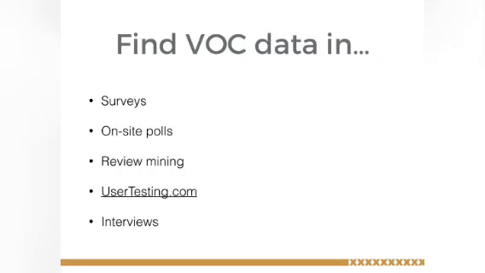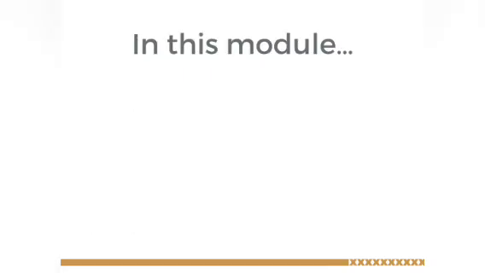We find that data, in this course at least, in things like surveys, polls on the landing page you're there to optimize, or a landing page that's similar to the one you want to optimize, in review mining, which can be on Amazon, it can be TripAdvisor, anywhere where people are leaving reviews. That's a great place to go. Usertesting.com is brilliant. I love it. And in interviews. So you're going to learn about all of these in this module.